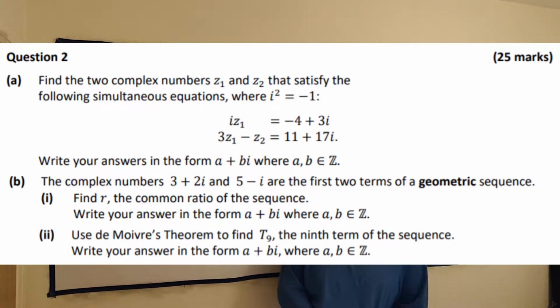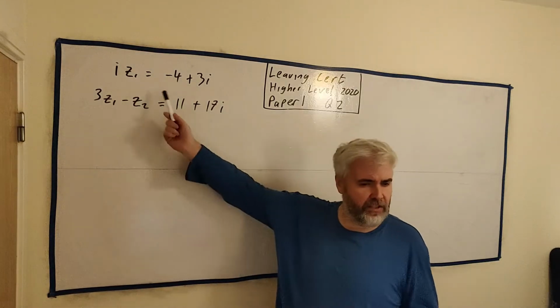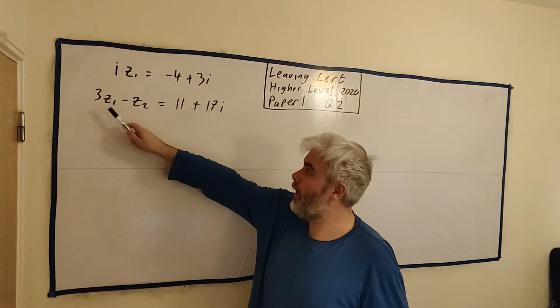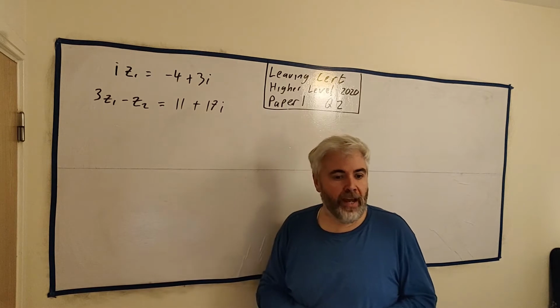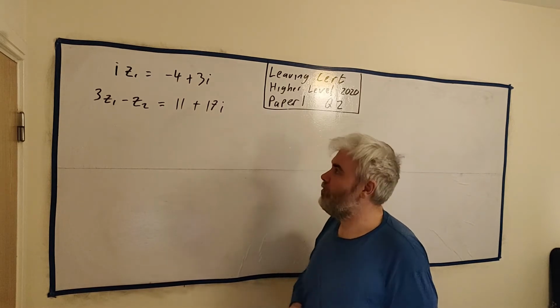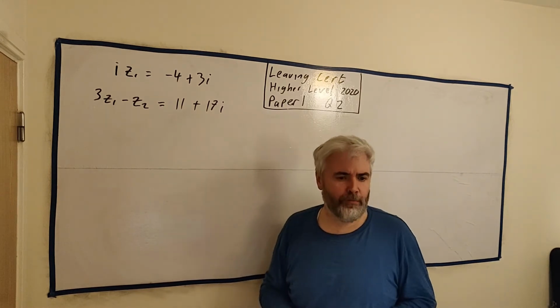Before looking at this solution, in part A of this question, they give us these two equations with Z1 and Z2 being the unknowns. They tell us they're complex numbers, and they ask us to find both of those complex numbers in the form of A plus BI.